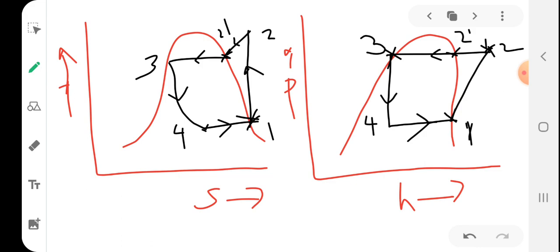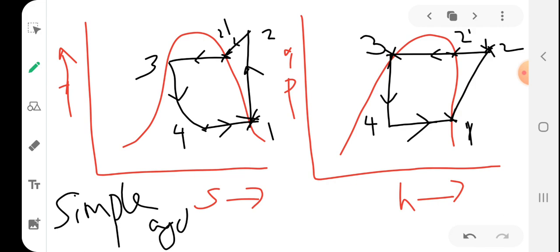This is a simple cycle. Based on this simple cycle, we are going to do some problems, and then we will move to some modifications. We will apply modifications to the cycle by changing the states of the various salient points in this diagram, like 1, 2, 3.